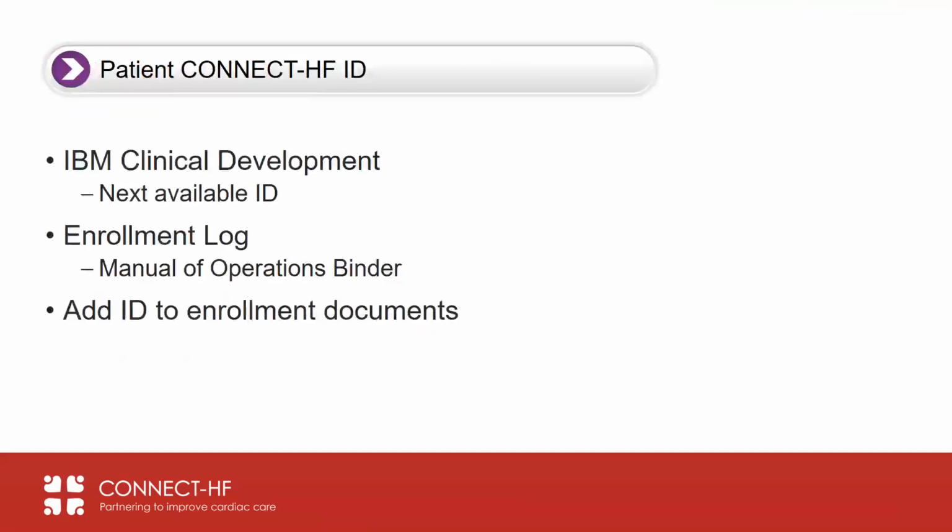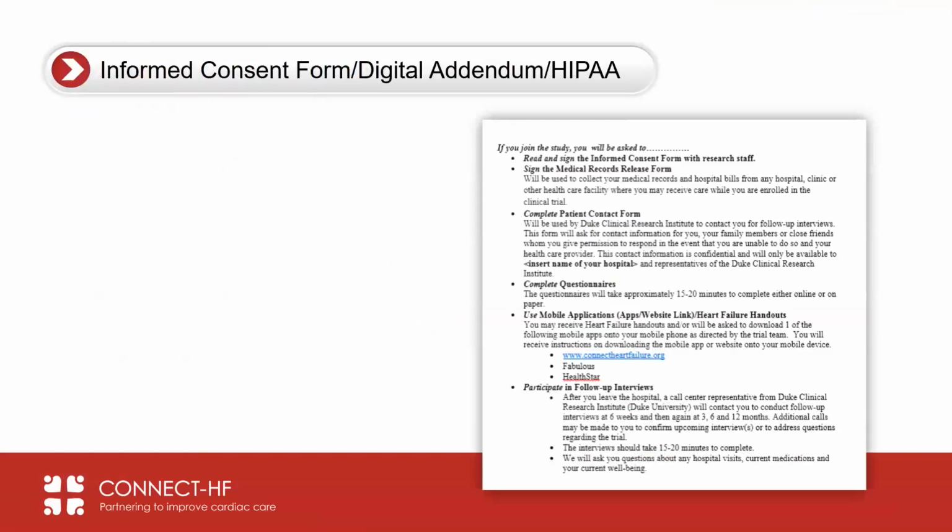A patient ID can be found in either the EDC, ECOS, as the next available ID, or the enrollment log that is included in your site's operations manual. The patient ID should be included on all enrollment documents.